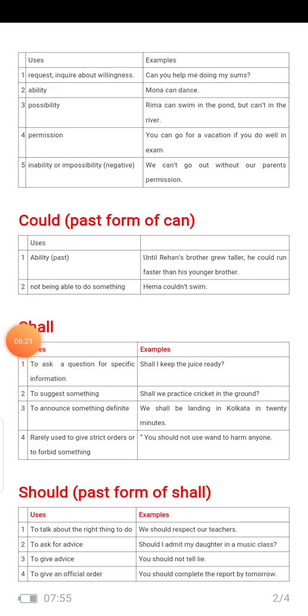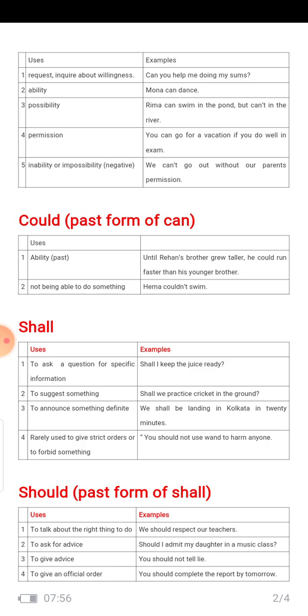Okay. Next comes could. Ability. It is used in past tense. Until Rehan's brother grew taller, he could not run faster than his younger brother. That means Rehan's brother grew taller now, so Rehan's brother can run faster now. But before he grew taller, Rehan could run faster than his younger brother.